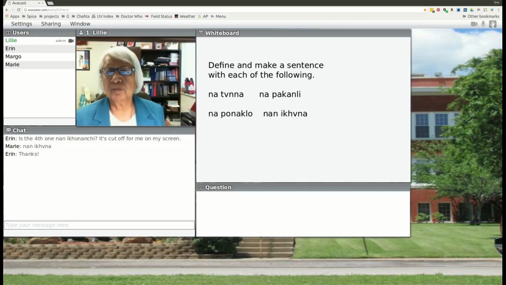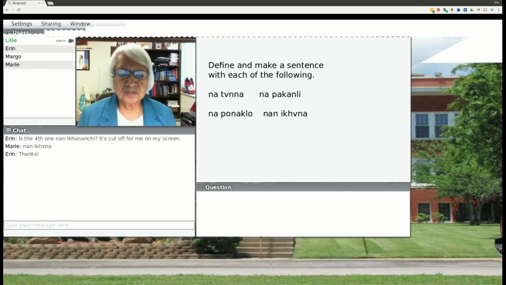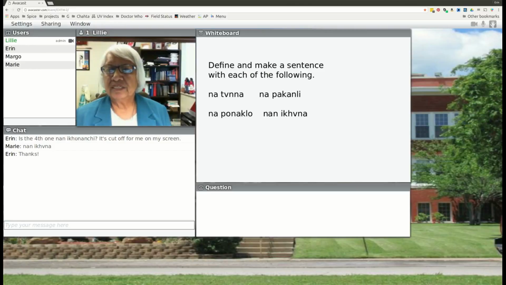Try to stay away from one-word answers. This helps build your vocabulary. And like I said, if you will speak as you're writing this, that also helps build your speaking skills and your vocabulary.